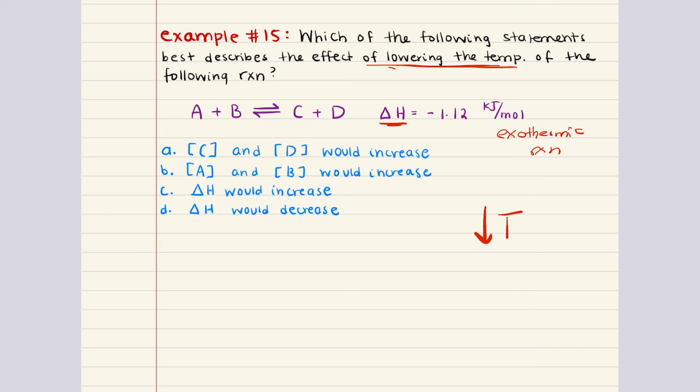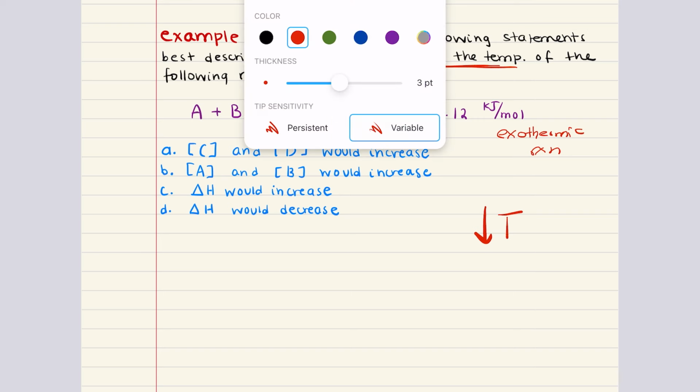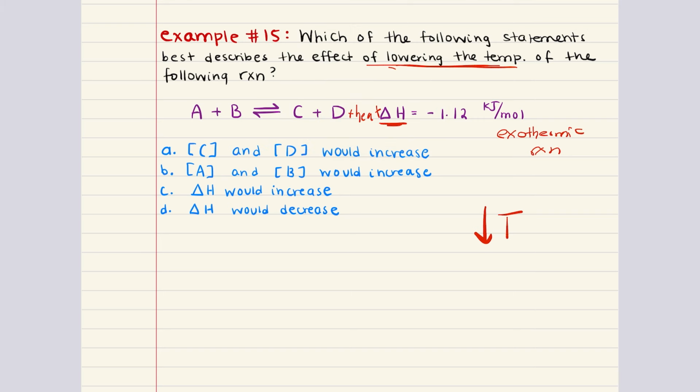Now, for exothermic reactions, you can consider heat as a product. If we are lowering the temperature, that means that we are essentially removing heat. All right, that means we're removing a product. What happens when we remove a product? How does this reaction reestablish equilibrium? By favoring the formation of more products to compensate for the fact that we are removing product. And that's going to result in an increase in the concentration for products C and D. And that means the correct answer here is going to be A.